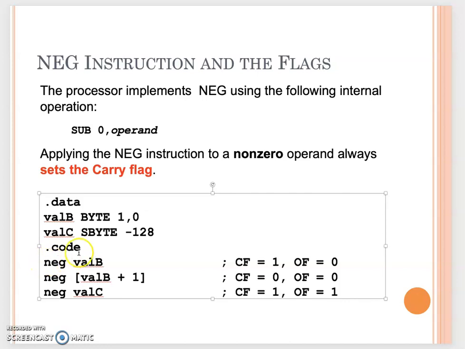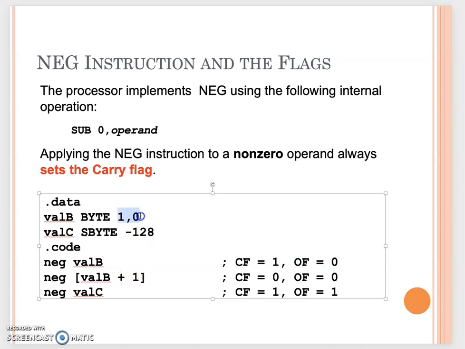Then when you do NEG valB, that's 1, right? Even though you feel like you just changed the sign, actually it subtracts from 0. So after your NEG B is performed, your 1 becomes negative 1. So not only is the carry flag set, but because it becomes negative 1, the sign bit will also be set. But because your valB is a byte, unsigned, only the carry flag is set. The overflow flag is clear.